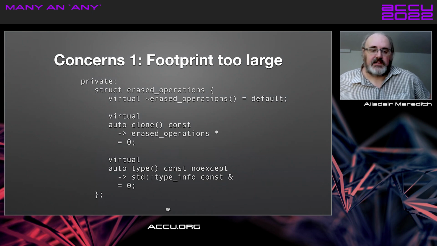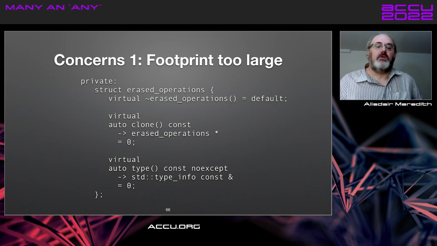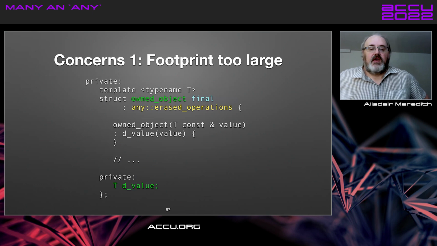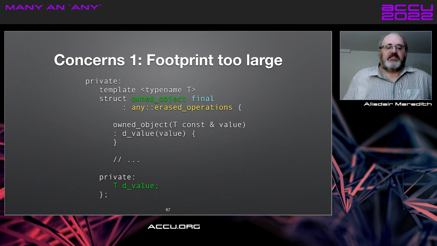I'm going to have pure abstract functions called clone and type, that will respectively clone the object and tell me what type it is. I don't need the equivalent of the delete, because that's going to be the destructor. And again, you'll spot these are all safely encapsulated within the Any class itself. These are its member classes. I don't need to expose them to the outside world. So we're going to have an owned object. It's final, because might as well take whatever opportunities we get for devirtualization.